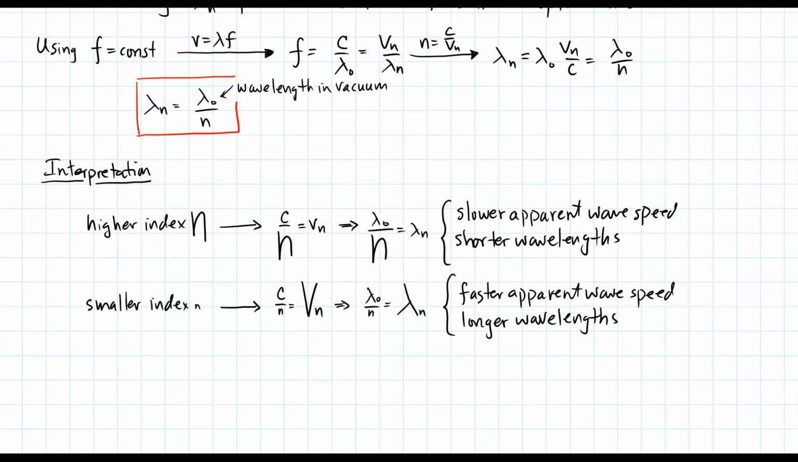We find that if we have a higher index of refraction, big N, then the wave speed, which is the speed of light in vacuum divided by a large N, will give me a smaller apparent wave speed, which also indicates that I'm going to have shorter wavelengths. On the other hand, if I have a smaller index n, then I have a smaller index divided into c, which gives me a higher apparent speed and therefore longer waves.